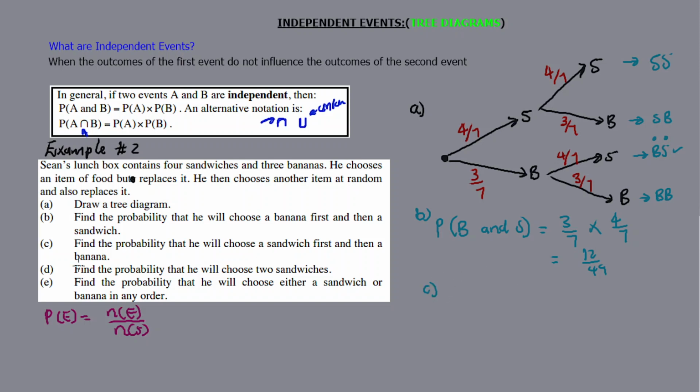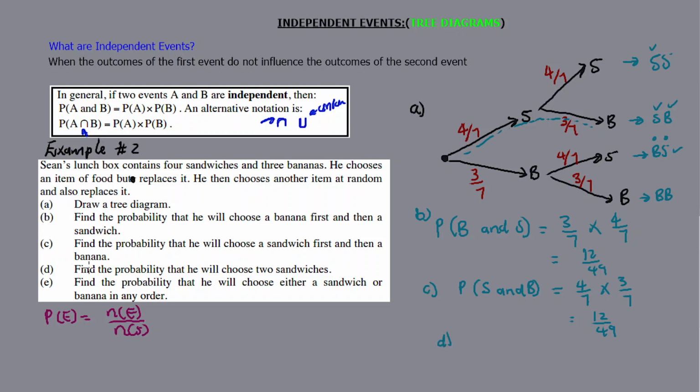C, find the probability that you will choose a sandwich first and then a banana. Sandwich, then a banana. So the probability is a sandwich then a banana. The answer should be 4 over 7 times 3 over 7. It's this branch. So our answer is the same as above, 12 out of 49.